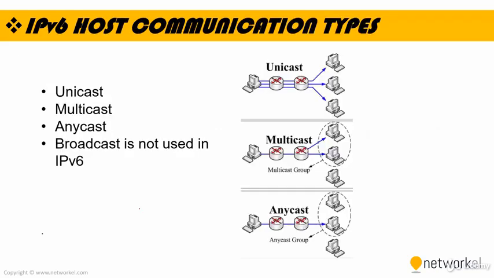And in IP version 6, we have unicast communication and multicast communication again, but we don't have broadcast communication in IP version 6. We have anycast communication instead of broadcast, which means one to any, as you can see in the picture.